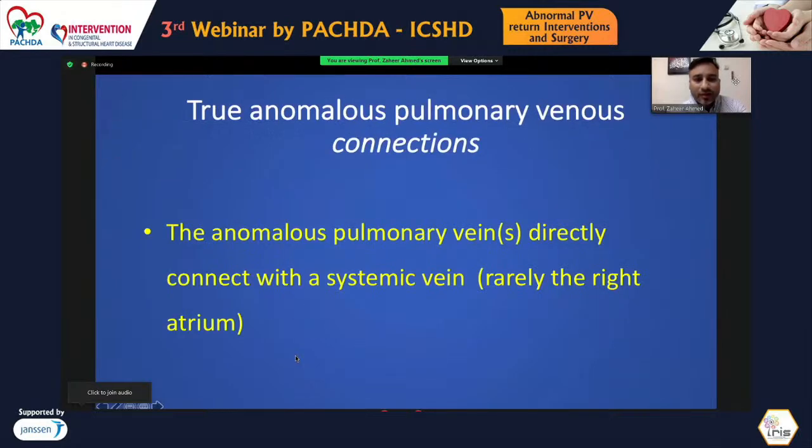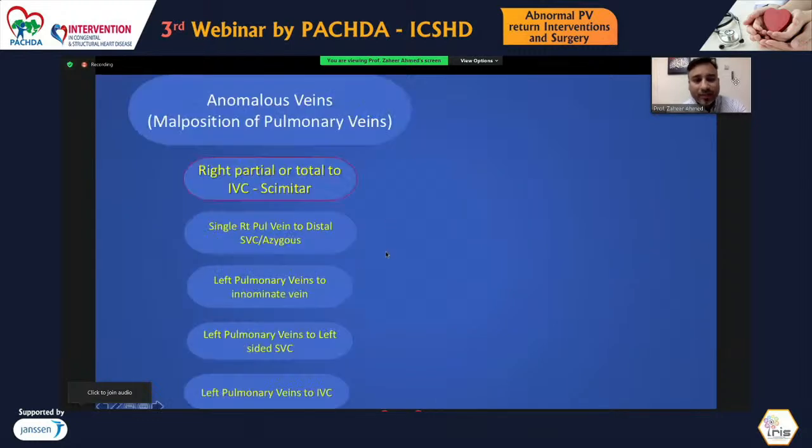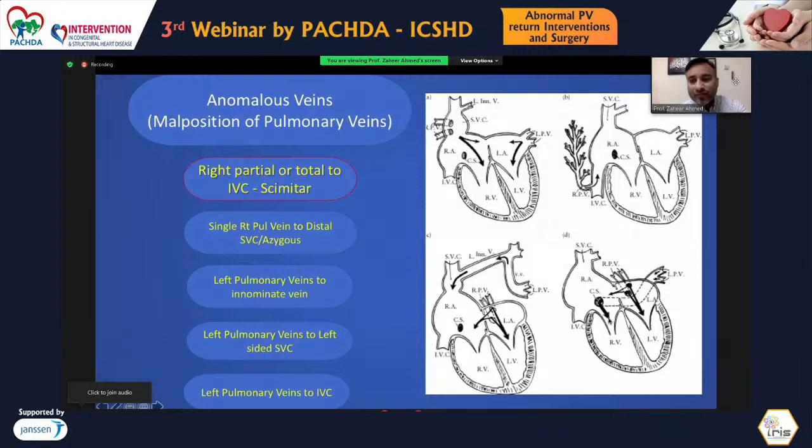But if we talk about a true anomalous pulmonary venous connection, that means that anomalous pulmonary veins directly connect with a systemic vein or rarely to the right atrium. The important examples are left-sided pulmonary veins, which usually connect to the vertical vein and then through the innominate vein connect to the right-sided chambers. On the right side, the most important one is when the right-sided pulmonary veins drain into the inferior vena cava, which we all know as Scimitar syndrome, and I will talk about that in much detail. Apart from that, single isolated pulmonary veins can drain into any of the right-sided veins.